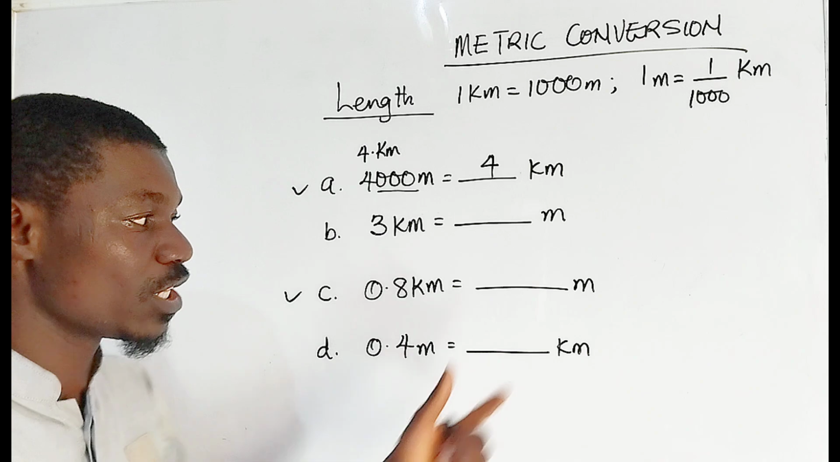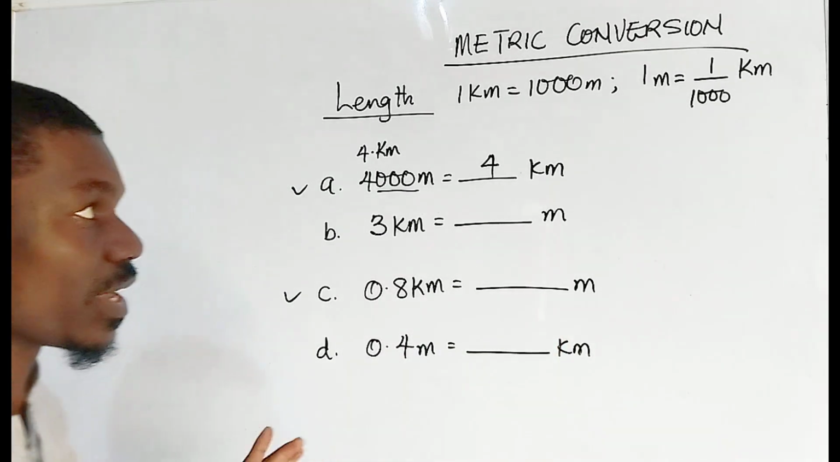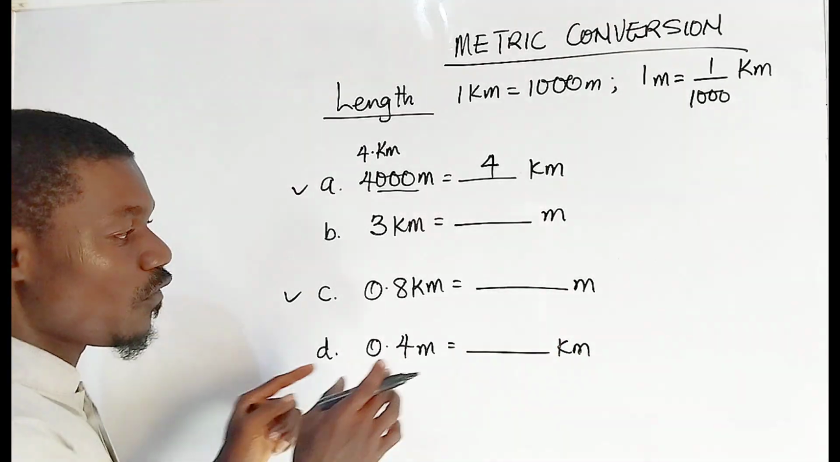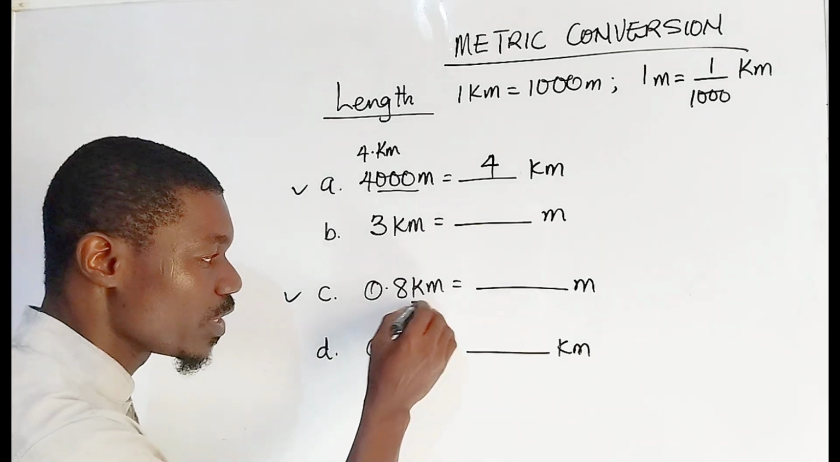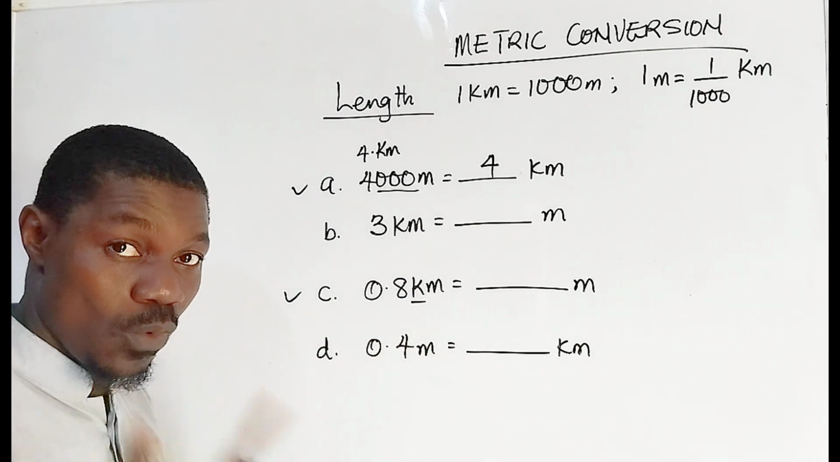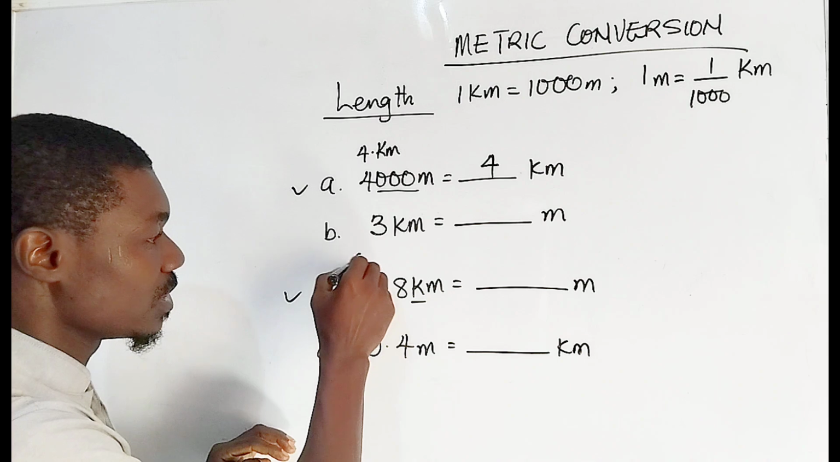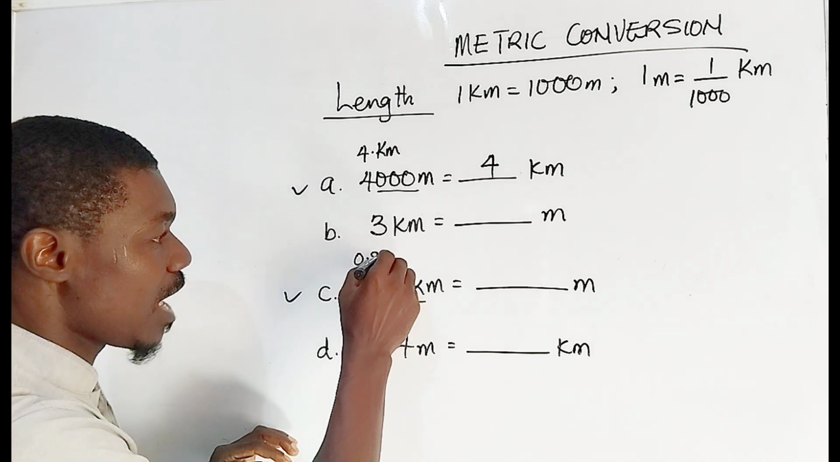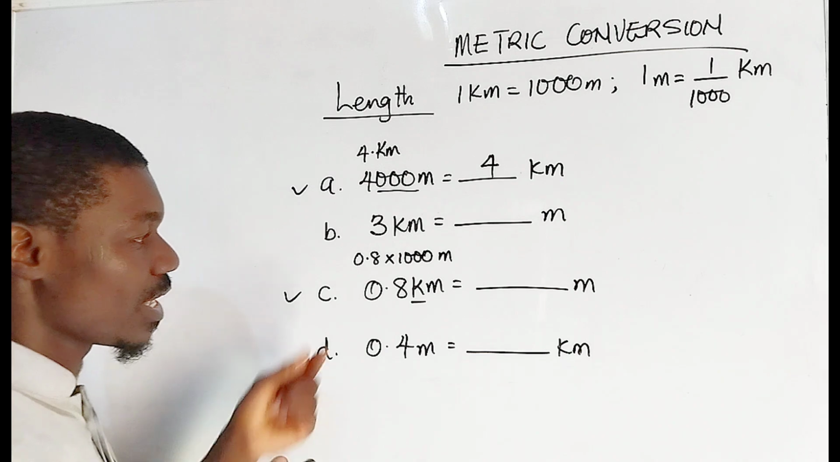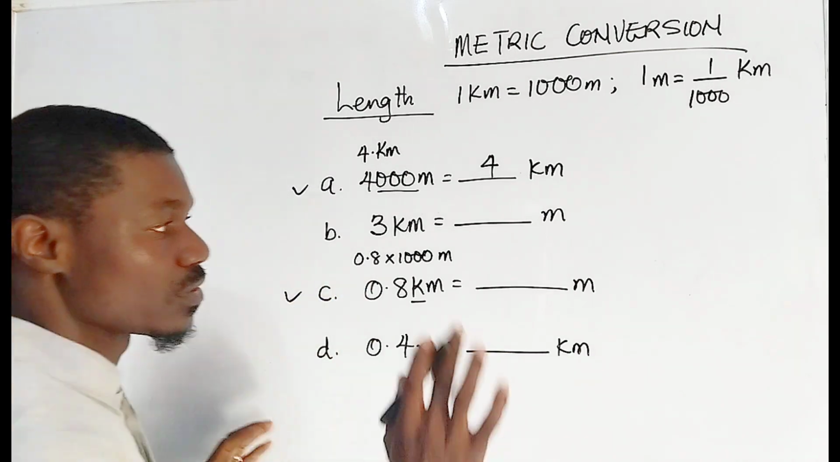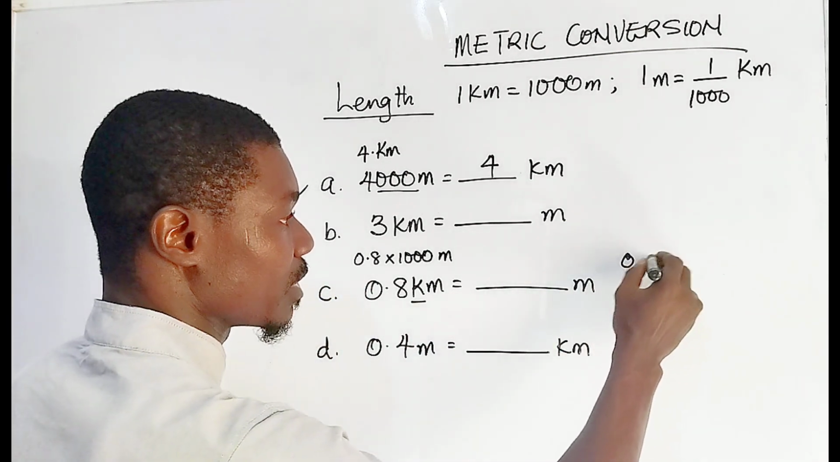Now in this case, here we'll come over here, 0.8 kilometer to meter. Okay, and we know that for us to convert from kilometer to meter, take note, your kilo here implies what? 1000, which gives us 0.8 times 1000 meter. Okay, and 0.8 times 1000 is just very simple, just 0.8.